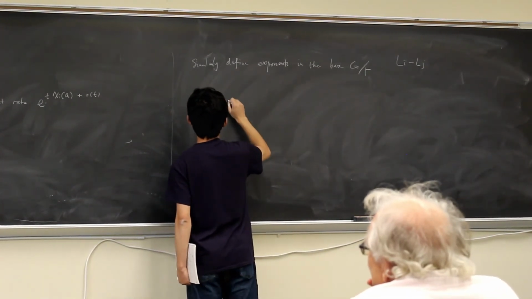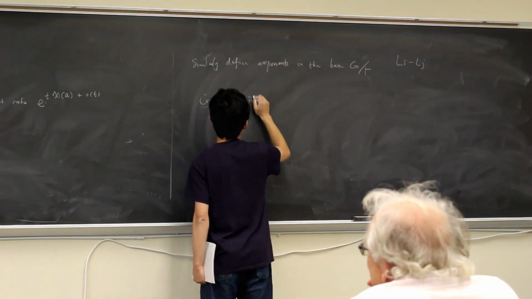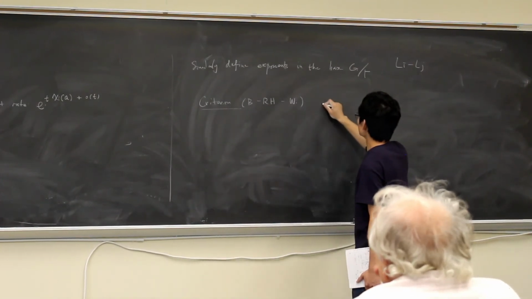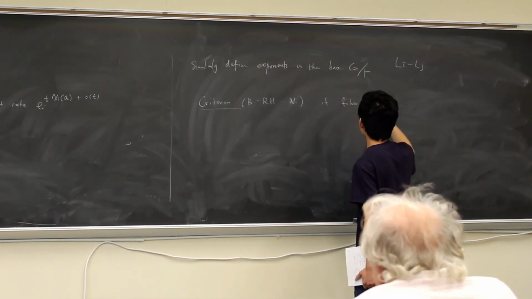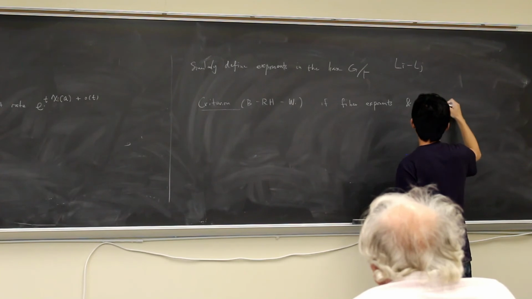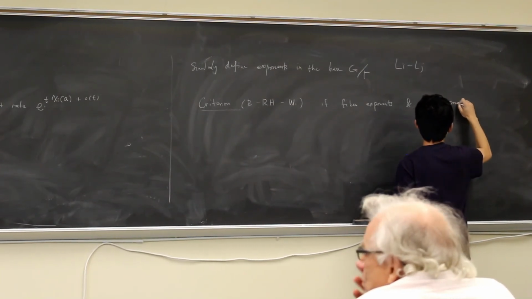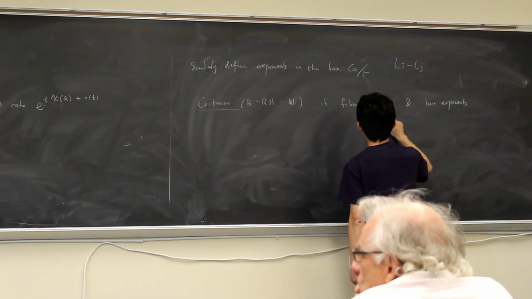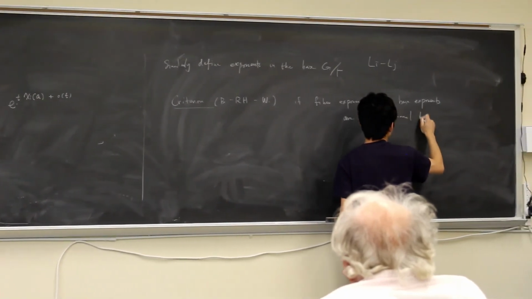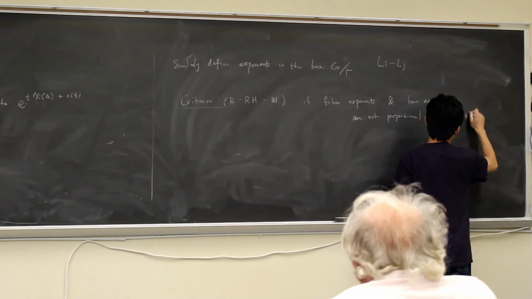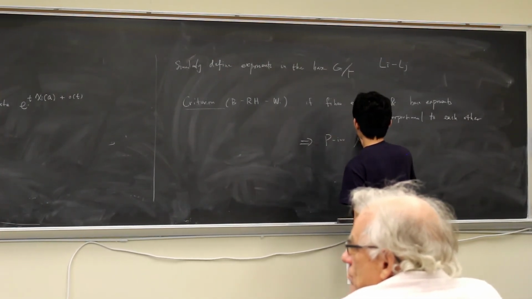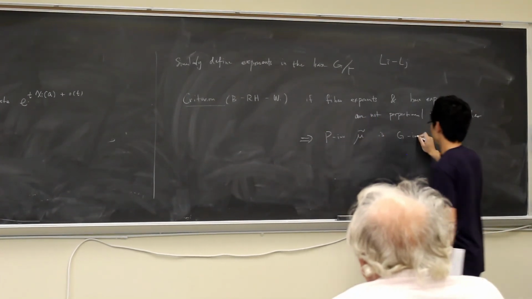And the criterion, also by the three of us, says that if fiber exponents and base exponents are not proportional to each other, then the P invariant measure mu tilde is G invariant.